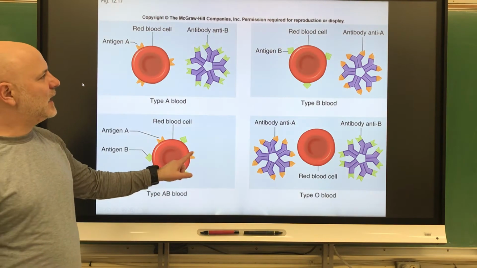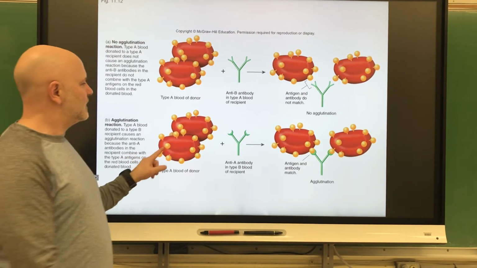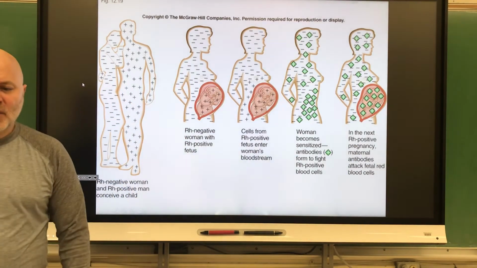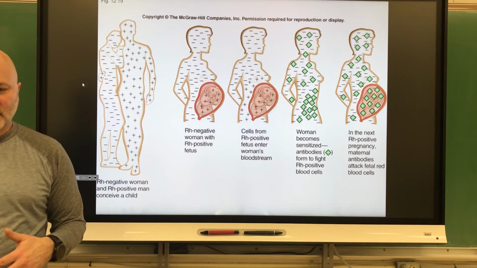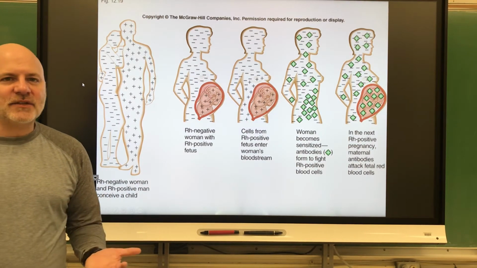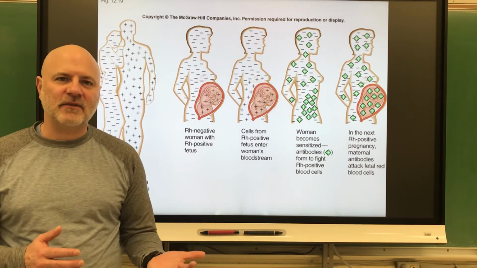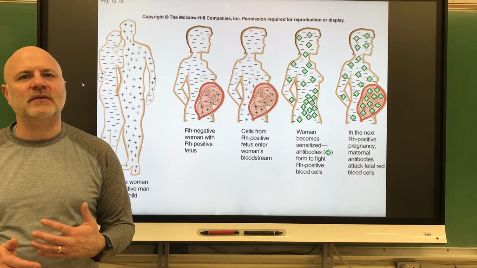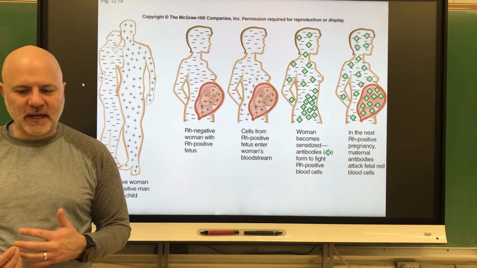Now, let's look at another blood group, and another blood group is called the RH blood group. All right? So with RH blood group, this is the positive and negative blood group. So the genetics on this, about 85% of the population is positive. And to be positive, you can have 2 genes for positive, or 1 gene for positive and 1 gene for negative. All right? So once again, positive is dominant to negative.